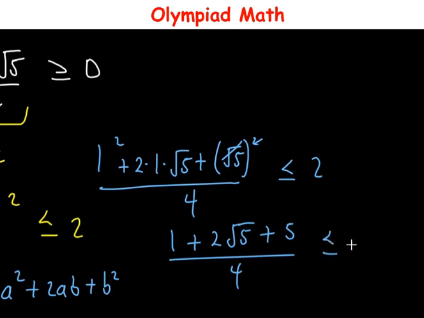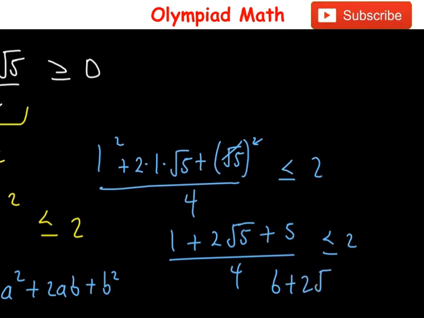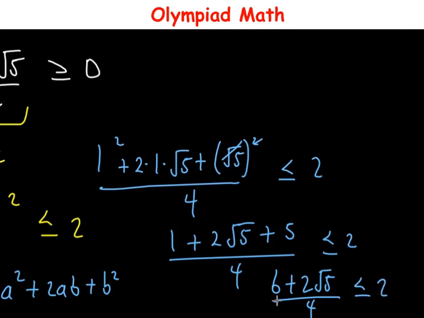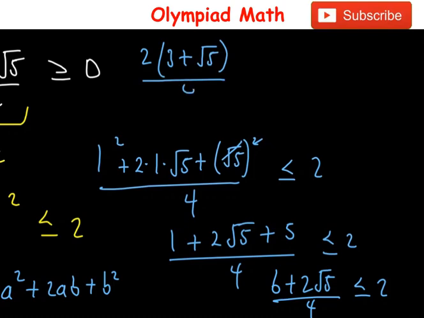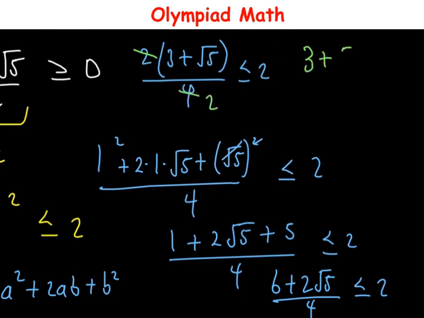Will this be less than or equal to 2? 1 plus 5 is 6, plus 2√5, over 4. Will this be less than or equal to 2? From the numerator, factorize out 2. We are left with 2 times (3 + √5), divided by 4. Will this be less than or equal to 2? With this, 2 divided by 4, we have 2 in the denominator. So we have (3 + √5) over 2. Will this be less than or equal to 2?